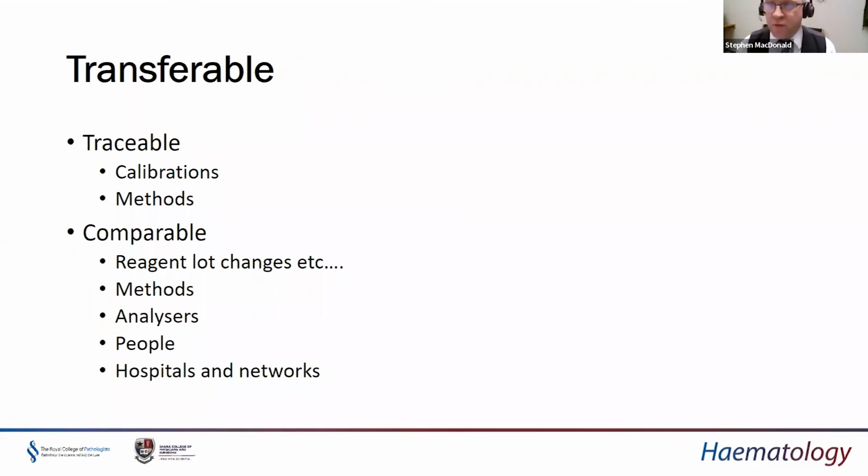And as an extension of that, how do we know the result in the same center is always comparable over a period of time when we might have multiple analyzers, multiple hospitals working within the same network of hospitals? So you might have centralization of pathology services. You might have lots of different people doing the tests at different times. How does that impact the comparability of results? And things like reagent lot changes and reagent acceptance testing all feed into whether a result is traceable, comparable, and transferable.